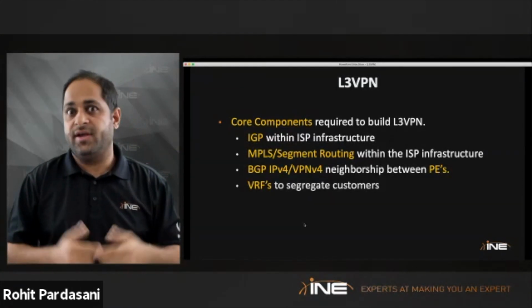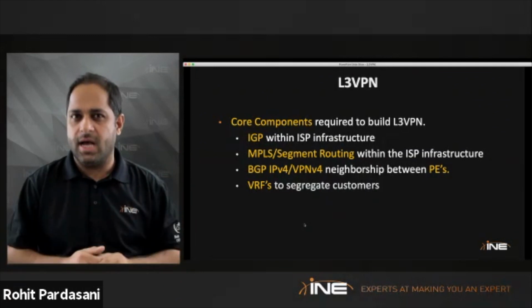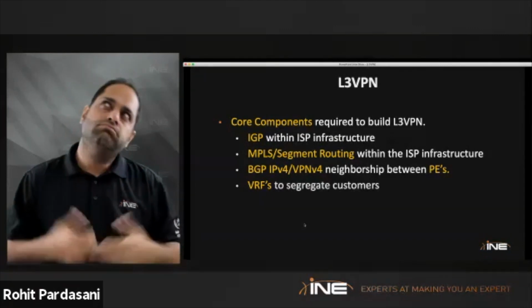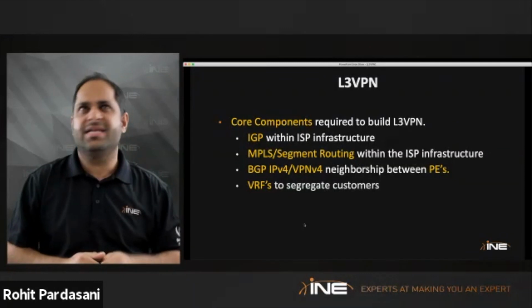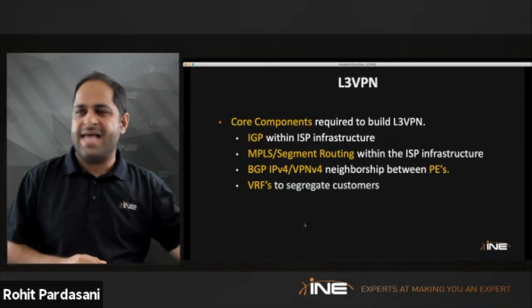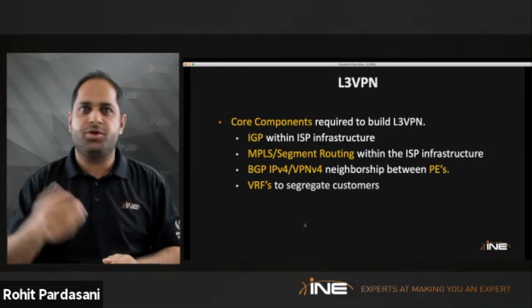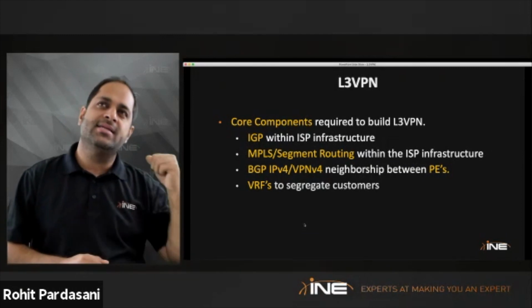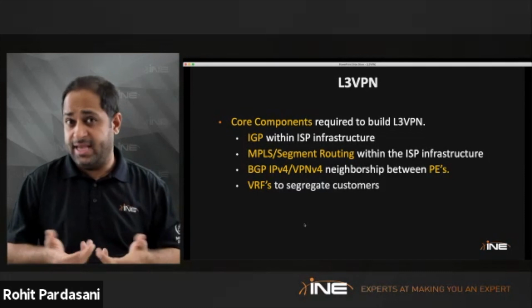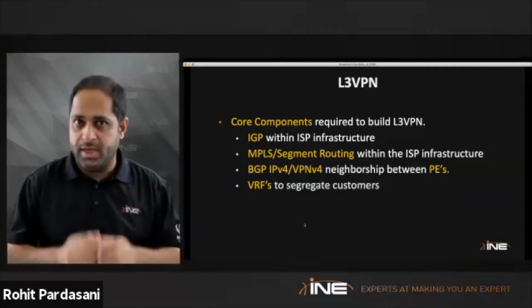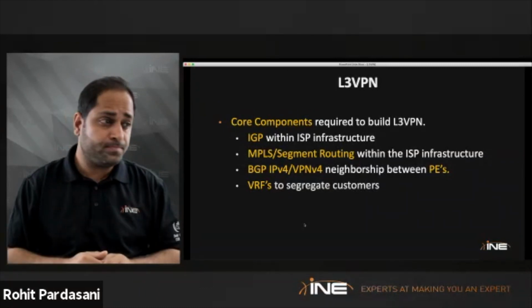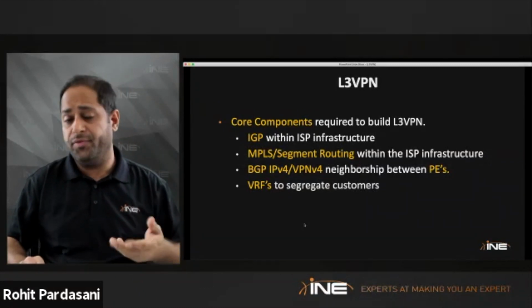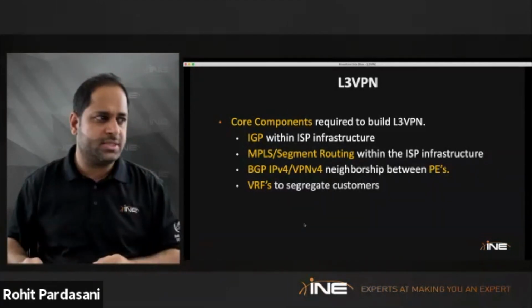Obviously, we would need to configure VRFs to segregate the customers, because we don't want customers to be in the global routing table. Think about why we would need to do that. Imagine you have overlapping networks. Let's say customer A is advertising 192.168.1.0 to the provider, and at the same time, customer B is also advertising the same network. You don't want that to be in the global table, so you would have to segregate different customers.